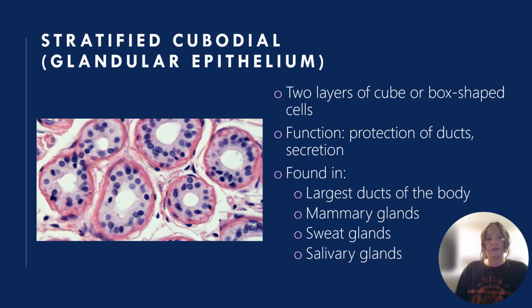Another type of stratified tissue is the stratified cuboidal tissue, also known as glandular epithelium. It consists of 2 layers of cube or box-shaped cells. The function is protection of ducts and also secretion. You can find this type of tissue in the largest ducts of the body, mammary glands, or sweat glands.